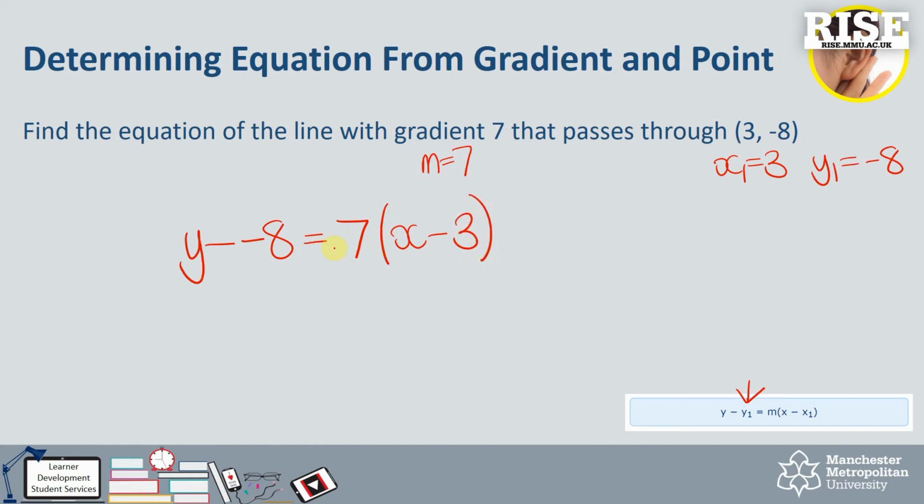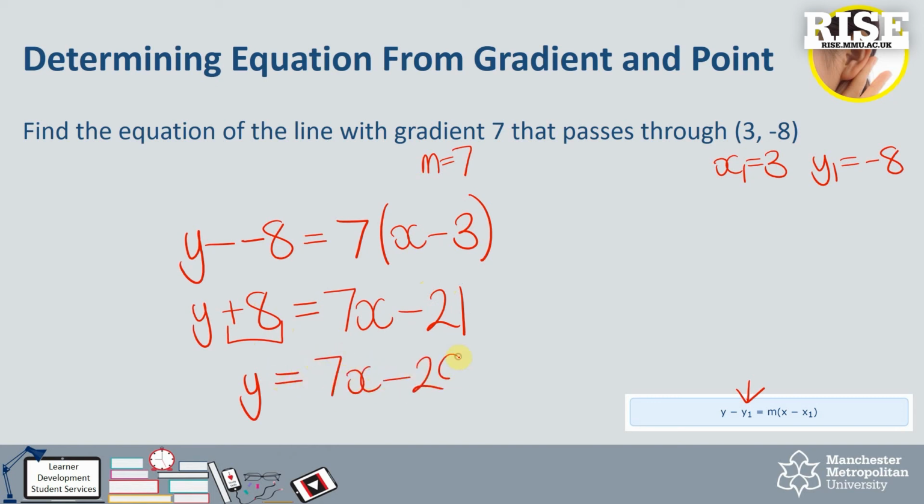So let's expand this out and simplify this left-hand side. Y take away negative 8 becomes y plus 8 equals 7x take away 21. Thinking about our expanding bracket skills. Now I just want to get this plus 8 onto this side, and I do it by taking away 8 from both sides. So I get y equals 7x take away 29. This is the hardest skill that you'll be expected to master at a foundation grade for GCSE maths.